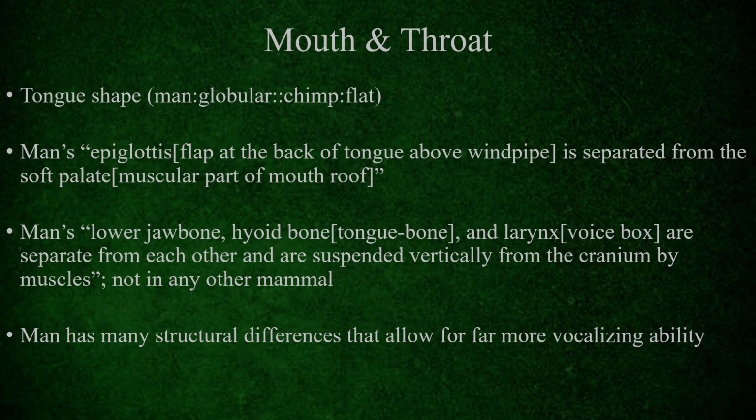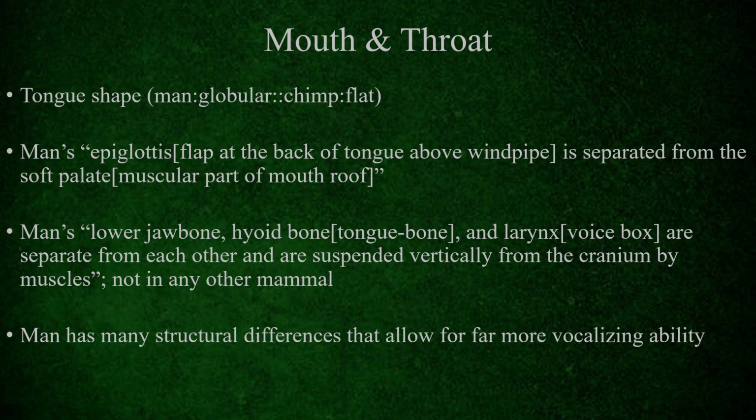Also, man's lower jaw, hyoid bone, which is the tongue bone, as it's called, as well as the larynx, which is the voice box, are all separated from each other and are suspended vertically from the cranium by muscles. And this doesn't exist in any other mammal, let alone chimps and other apes.